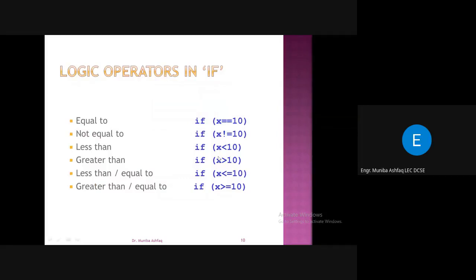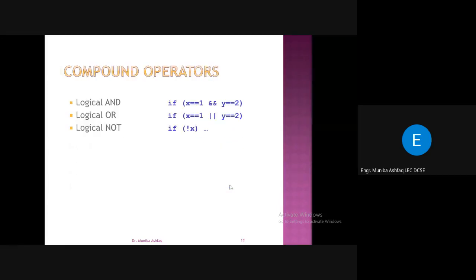These types of logical operators can be used within the Boolean expression of if statements. So for the condition you can check x equal to 10, x not equal to 10, x less than 10, greater than 10, less than or equal to 10, greater than or equal to 10. The result of all these Boolean expressions is either true or false. Otherwise, you can have compound operators, and here you can have multiple expressions. Like here, this is one Boolean expression, and this is the second Boolean expression. And here we are using and.